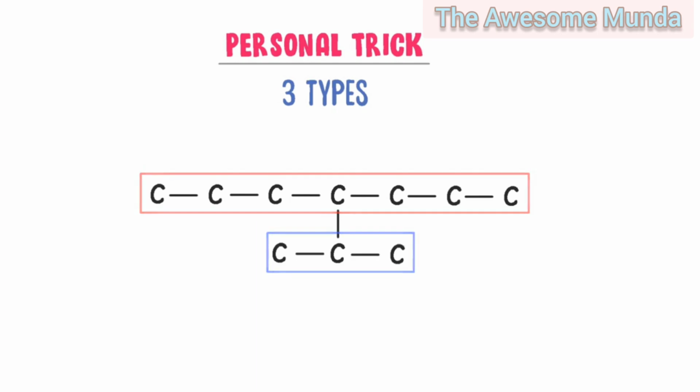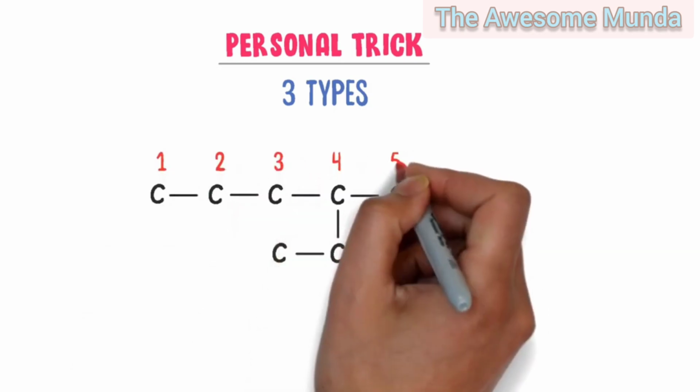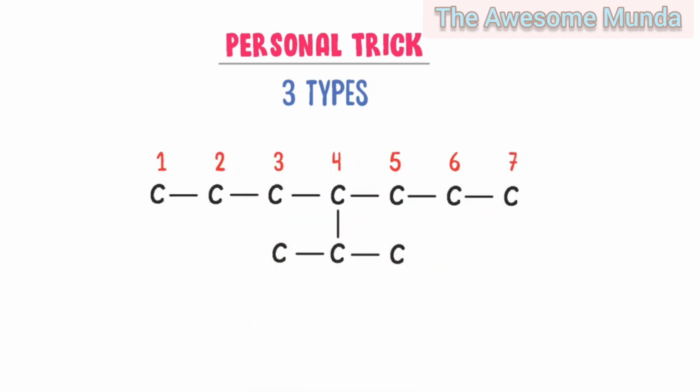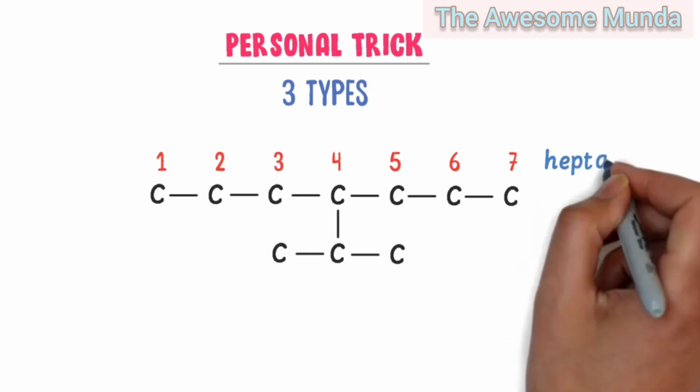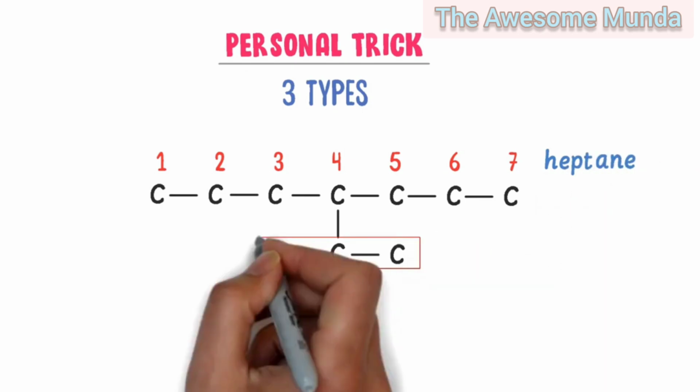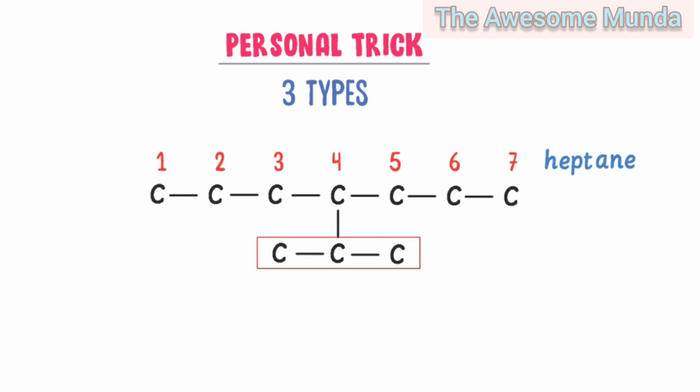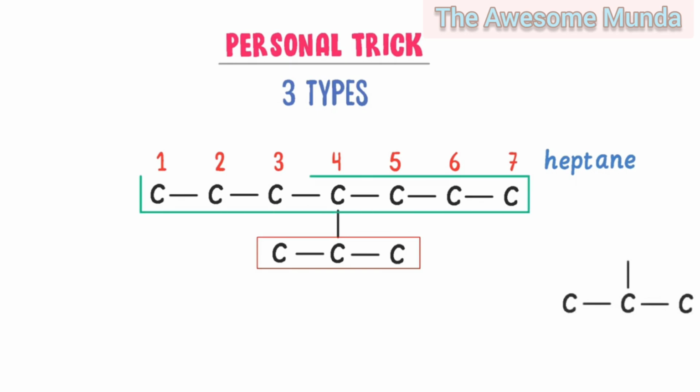I number the father chain. 1, 2, 3, 4, 5, 6, 7. There are 7 carbons present in the father chain. I write hept. All the carbons have single bonds. I write an. What about the son's part? Well, to name it, I use my personal trick. I write the son's part here. Instead of the father chain, I write only R.